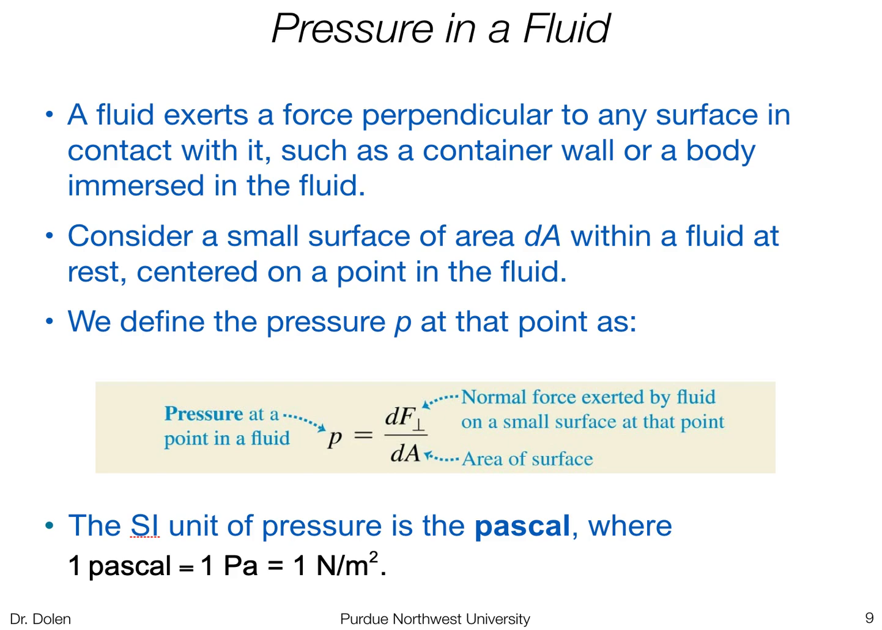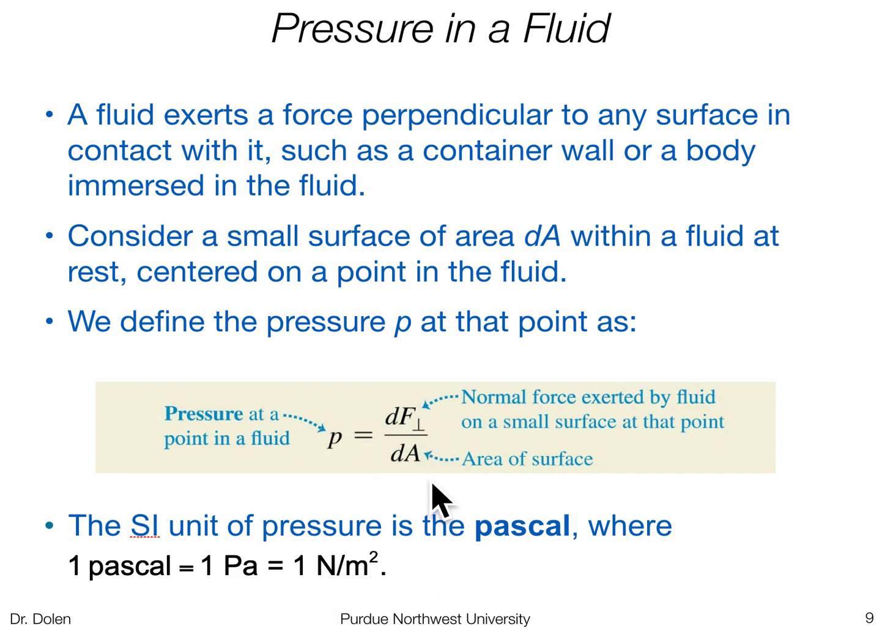Pressure on a fluid. A fluid exerts a force perpendicular to any surface in contact with it. This could be the wall of the container, or it could be something immersed in the fluid. If I consider one tiny surface area, just my differential of the area, dA, the pressure at that point is just the force over the area. And here I have an F symbol with this little upside down T. The upside down T means perpendicular, at a right angle, a 90-degree angle. So the force is always at 90 degrees to the surface. And that's where we're going to define pressure.